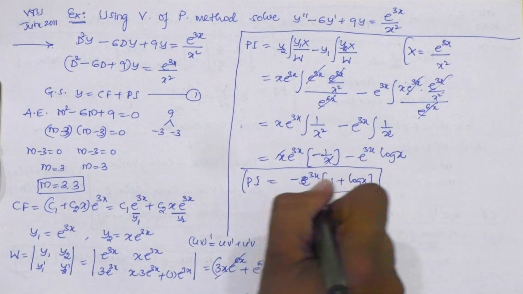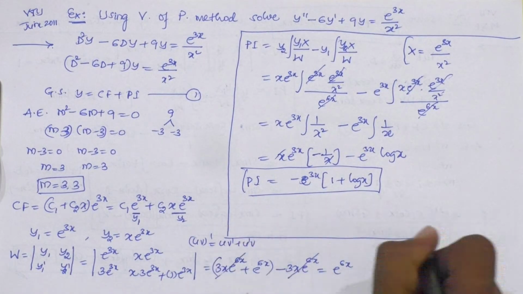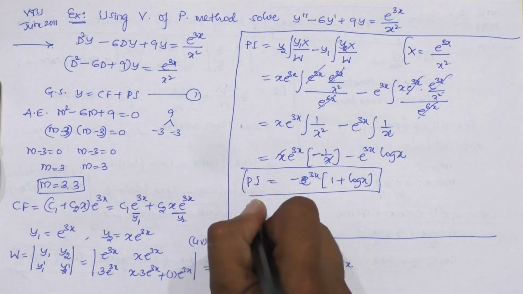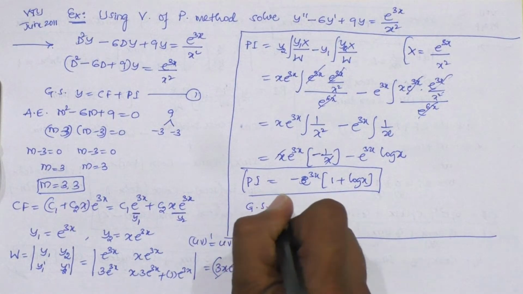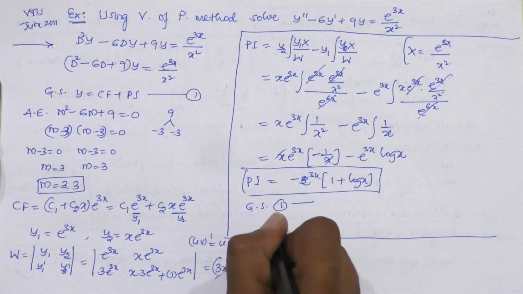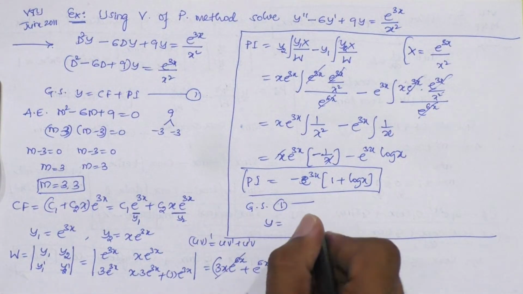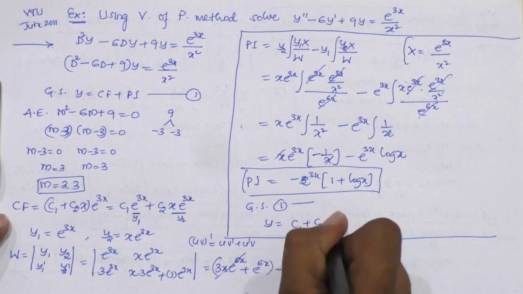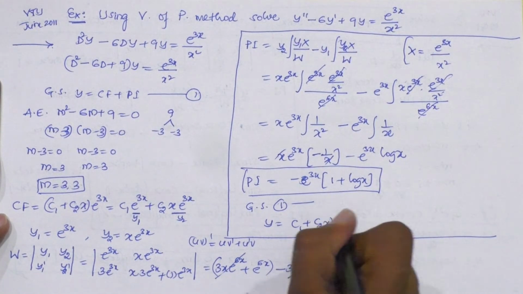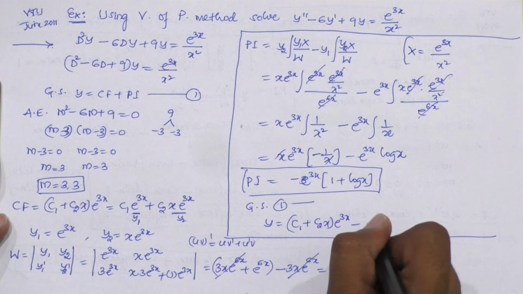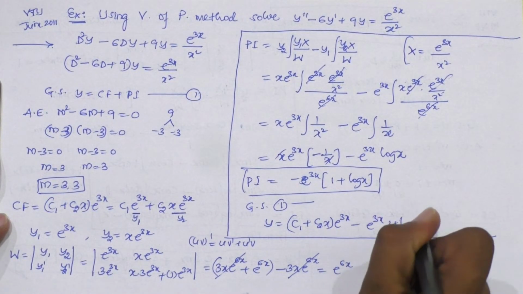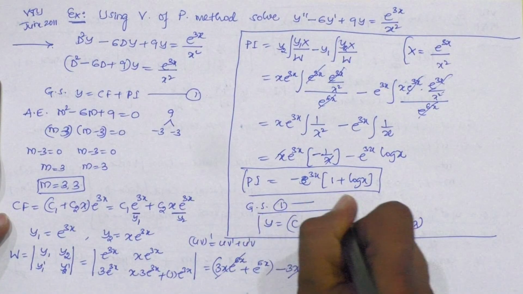Once you get PI, we already know the CF. So the final solution, the general solution from 1, is y equal to CF plus PI. CF is C1 plus C2x into e raised to 3x, minus e raised to 3x into 1 plus log x. So this is the final answer.